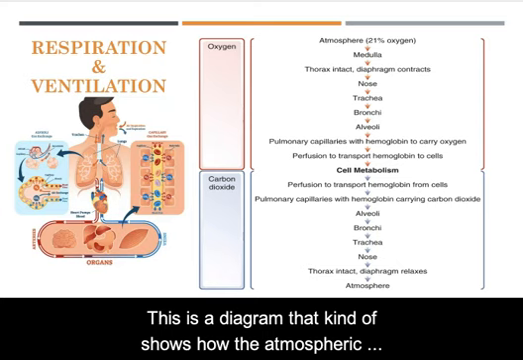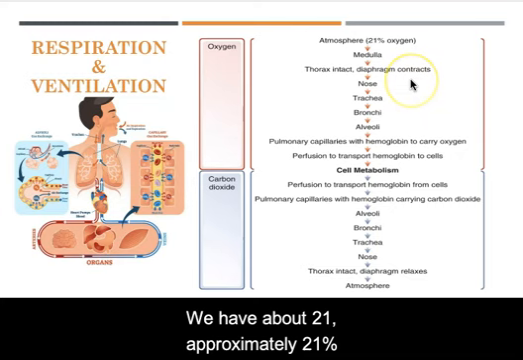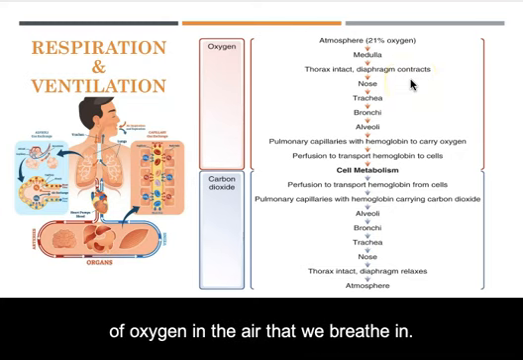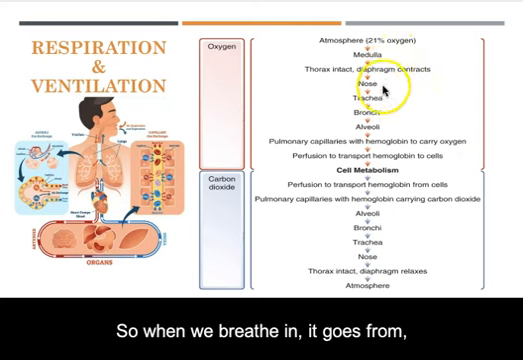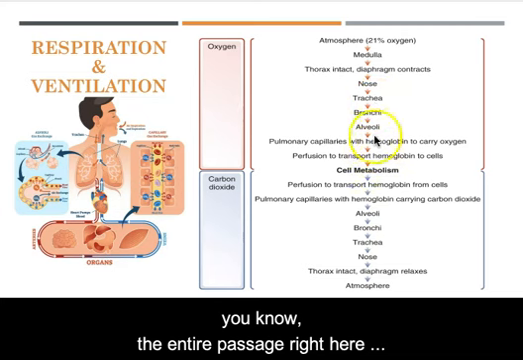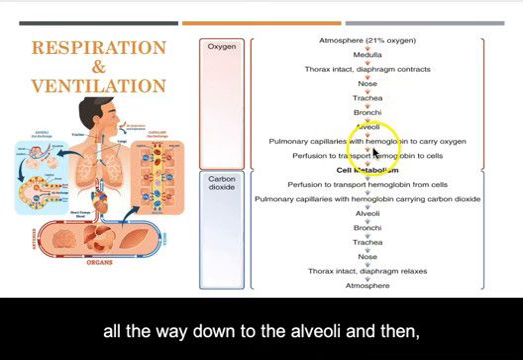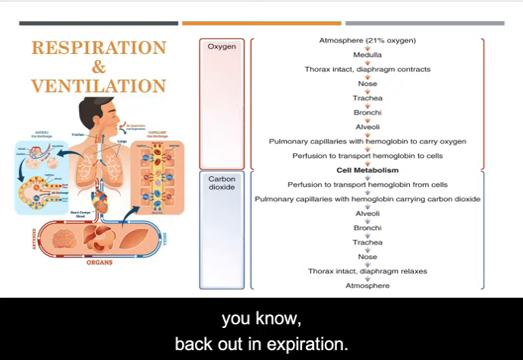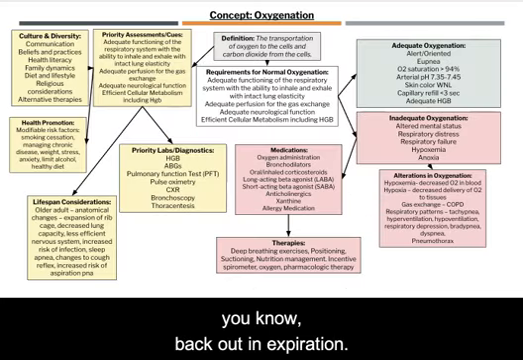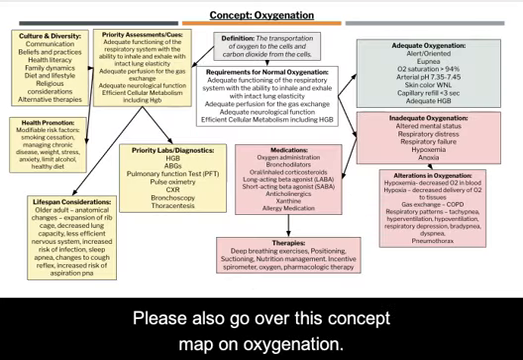This is a diagram that shows how the atmospheric air, which has approximately 21% oxygen in the air that we breathe in, goes from the entire passage right here all the way down to the alveoli, and then back out in expiration. Please also go over this concept map on oxygenation.